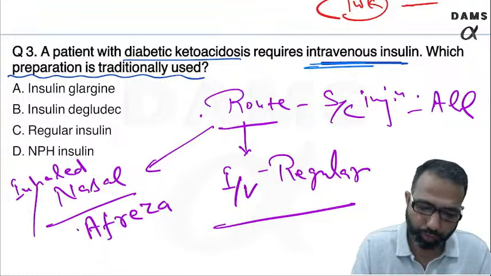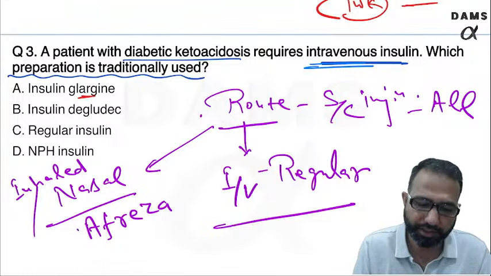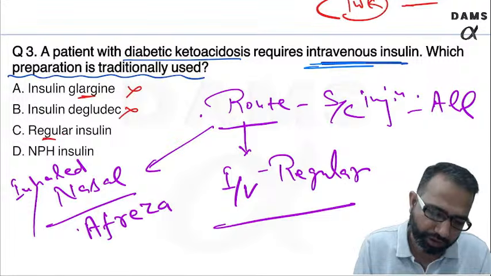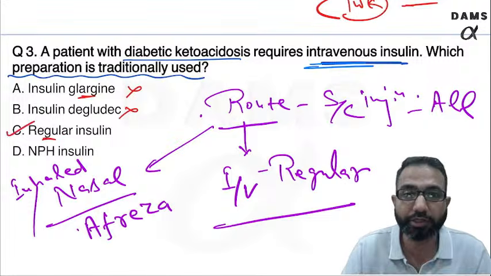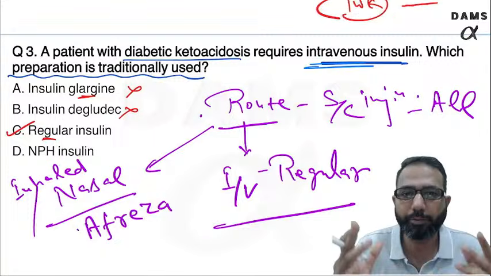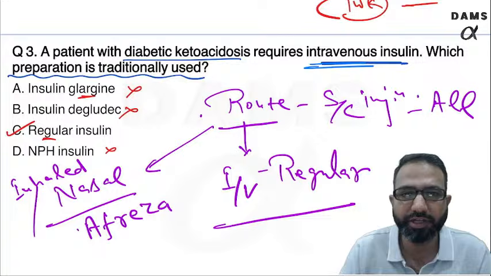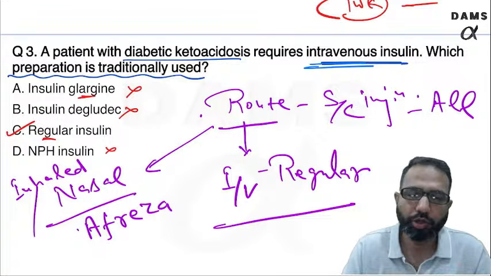So out of these, glargine is long acting, given subcutaneously. Degludec is long acting subcutaneously. Regular insulin is short acting but not very fast, that's why it is given IV, and in IV it will obviously have faster action. NPH is intermediate, that is neutral protamine Hagedorn, also called isophane insulin, but that is not very commonly used. Regular insulin is very important.